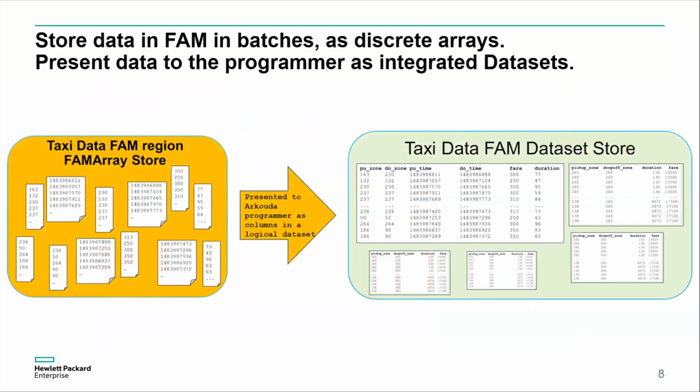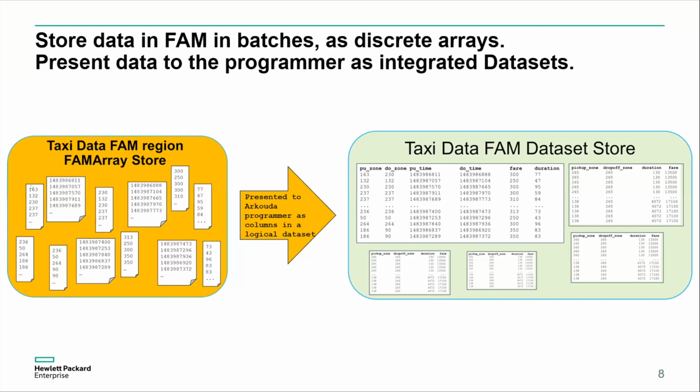So our approach for doing that is a batch-oriented approach. What this means is that when we store data in FAM, we store it in batches as discrete arrays. We imagine that the data is coming in and being ingested. For example, this slide shows a simple taxi data store, like the New York City taxi cab data that's published publicly and that people use. This data is just streaming into FAM, getting ingested into discrete arrays.